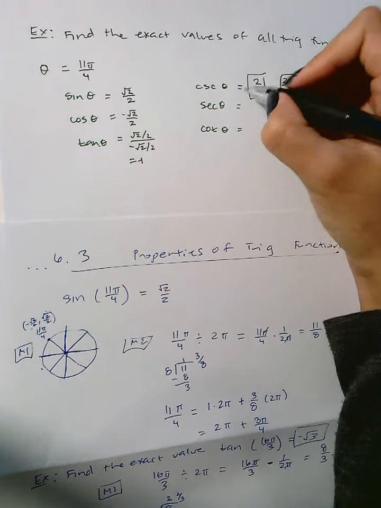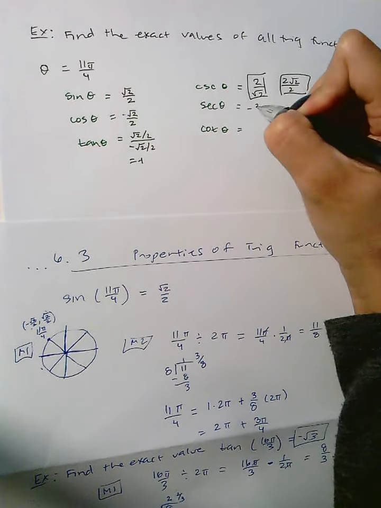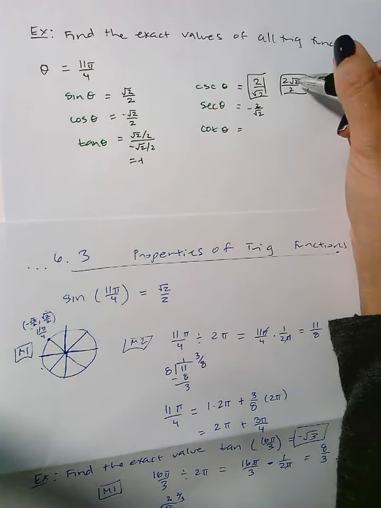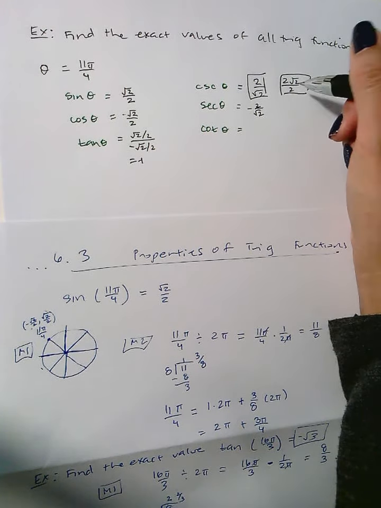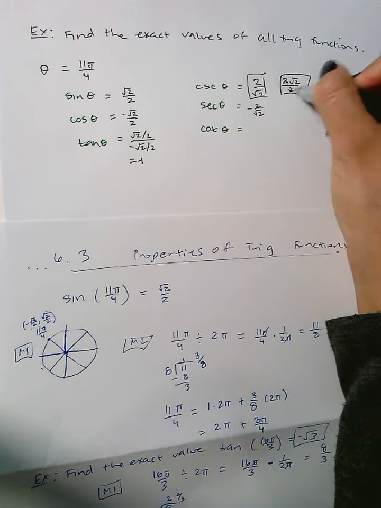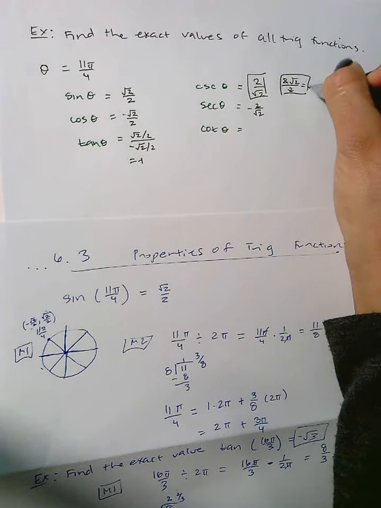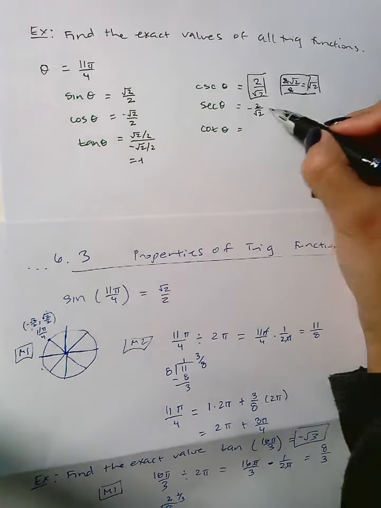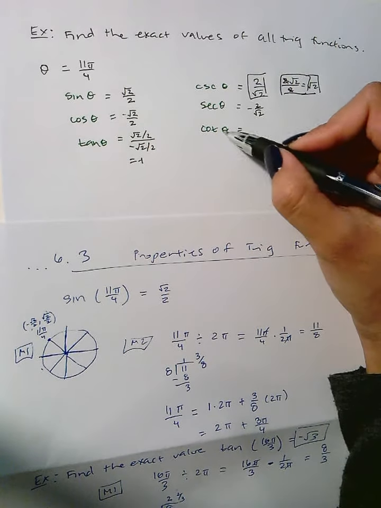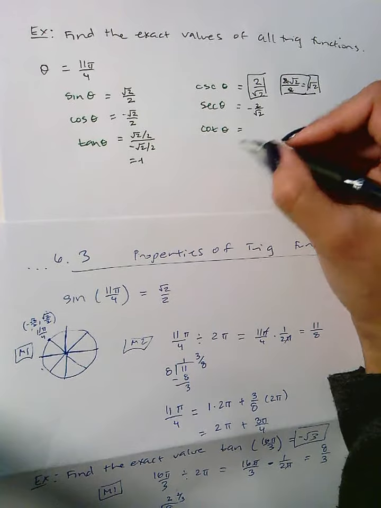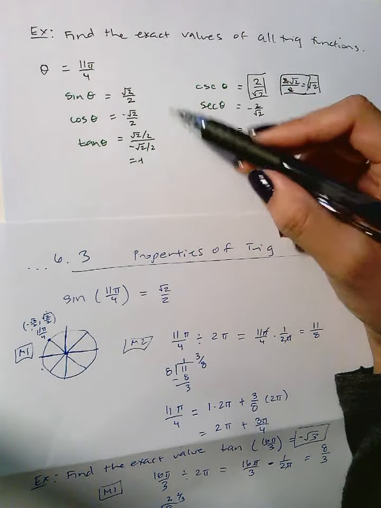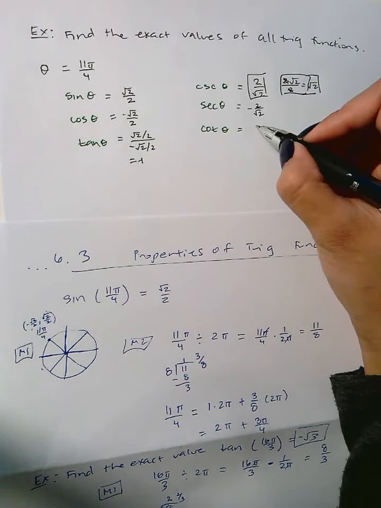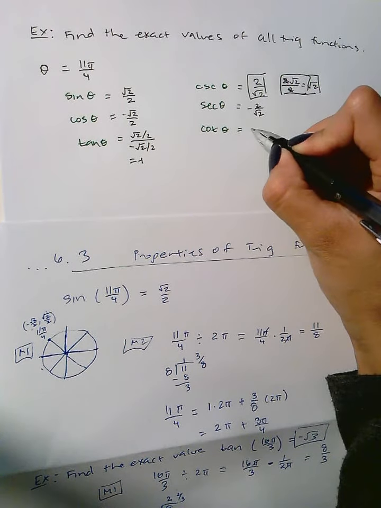And for secant of theta, we would get negative 2 over radical 2. Again, in other words, it would be negative of this one, negative 2 radical 2 over 2. And if we simplify, we actually get radical 2. Let me go ahead and simplify this. So on this one, it would be negative radical 2. For cotangent of theta, we'd find the reciprocal of negative 1 over 1. If I flip that, I'm going to get 1 over negative 1, and 1 over negative 1 is still equal to negative 1.